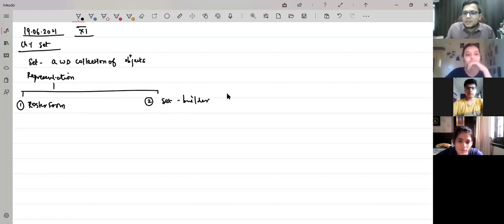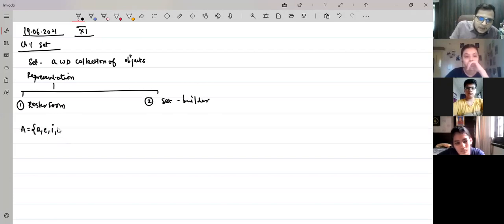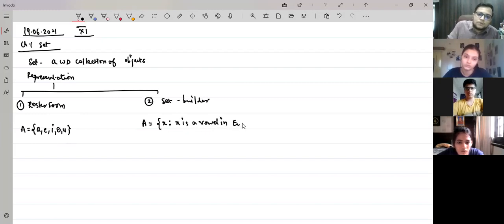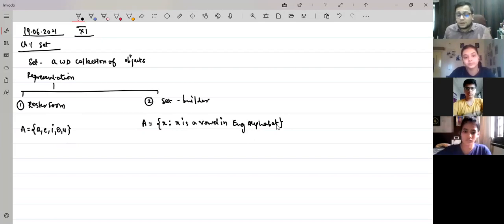Sets को जब naming किया जाता है, we use capital alphabets, right? A set A is, for example, {A, E, I, O, U}, and that same set can be written as A = {x : x is a vowel in English alphabet}. Yes or no? Yes, sir. So both the sets represent the same thing.